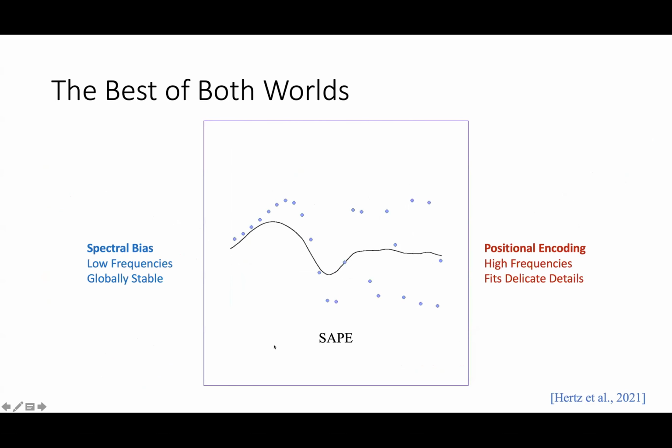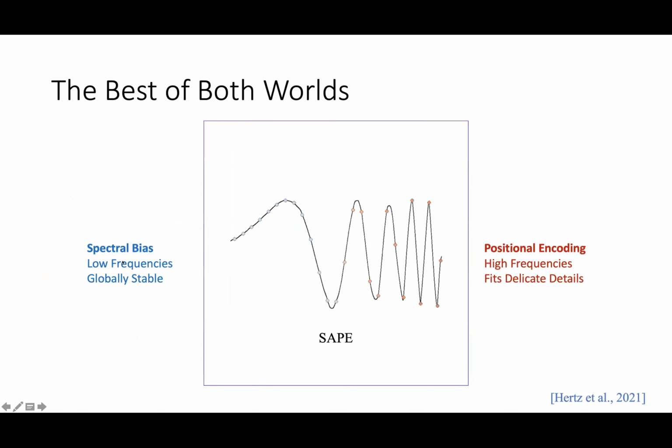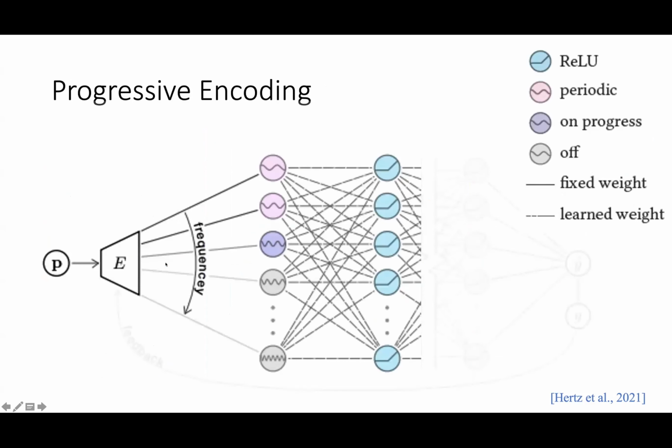So what we do in SAPE, we enjoy both the spectral bias, learning of the low frequencies, and the positional encoding by learning the high frequencies. So this is our method. You can see that we learn both the high frequencies and the low frequencies. So how do we do that?